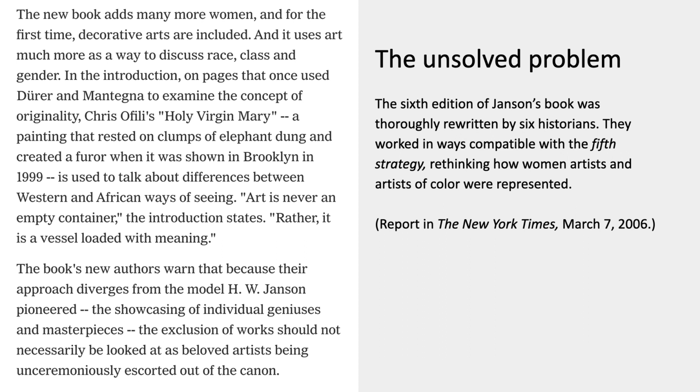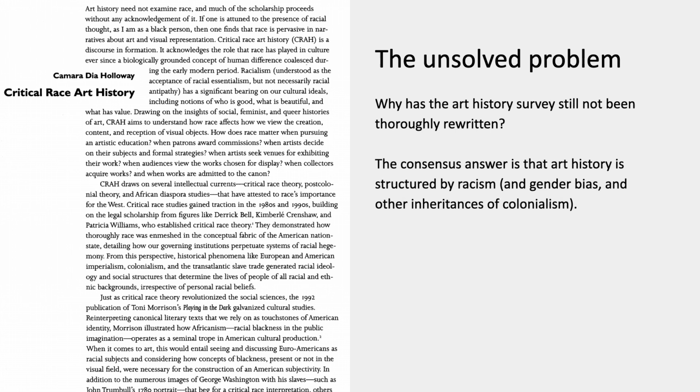So I have a screenshot here from a report about it in the New York Times from 2006 when it came out, in which it's a pretty good review because the reviewer understands, or the authors explained, that it's really a question of rethinking more than it is a question of inclusion. It's not easy to answer this question, why has the art history survey still not been thoroughly rewritten in relation to these two first topics?